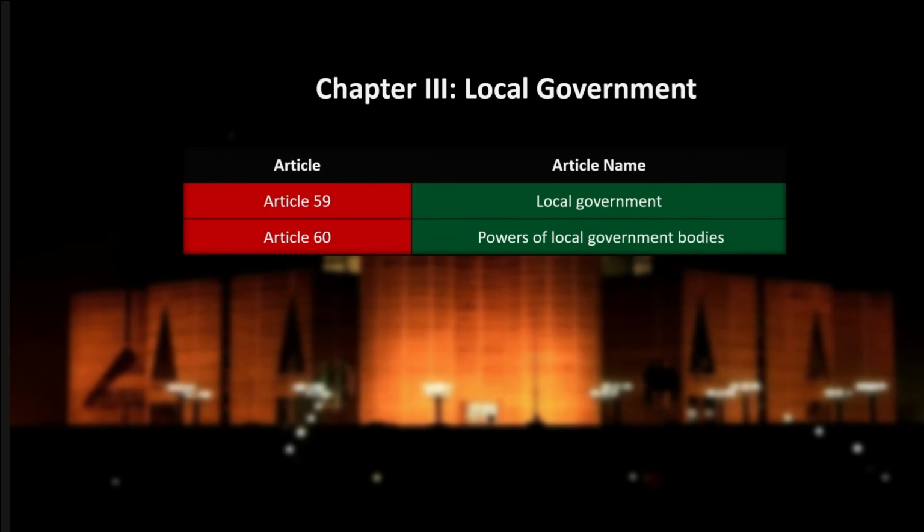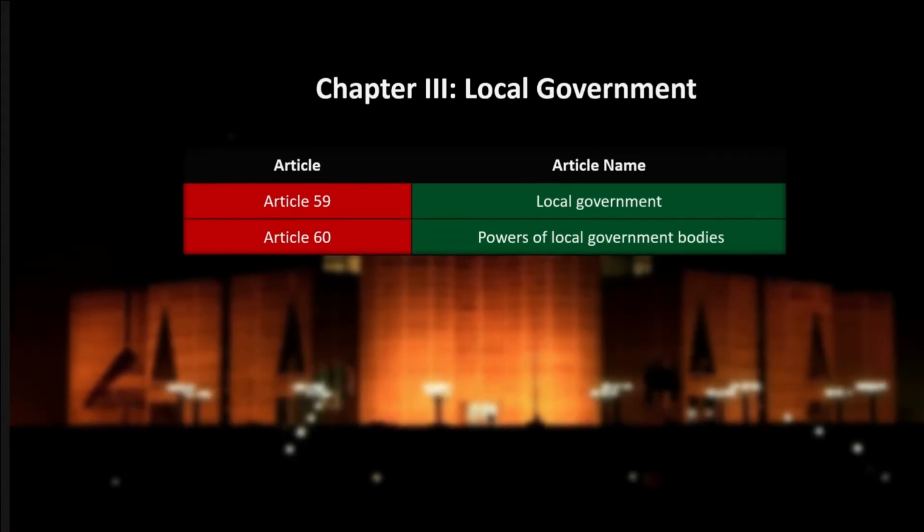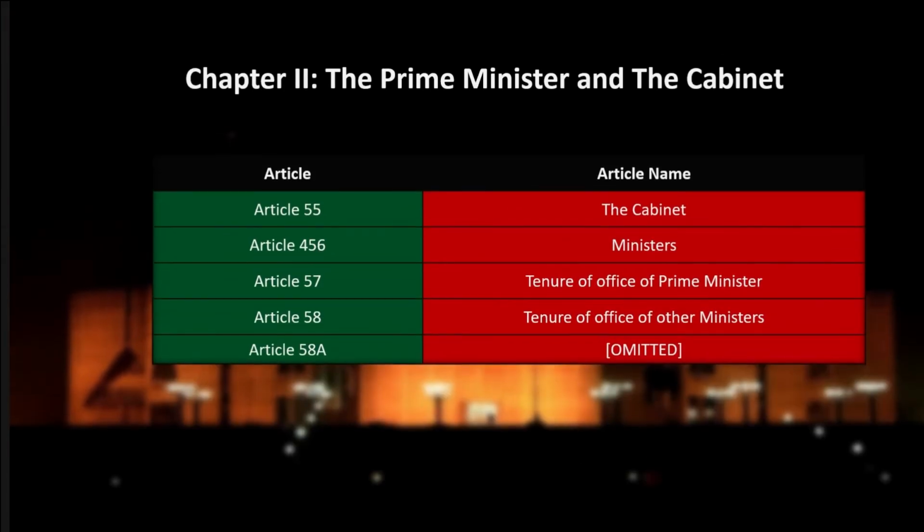It states that the office of the Prime Minister will become vacant if they tender their resignation to the President, cease to be a member of Parliament, or cease to retain the confidence of the majority of members of the National Parliament. Contrary to the President, there are no term limits specified for the Prime Minister.